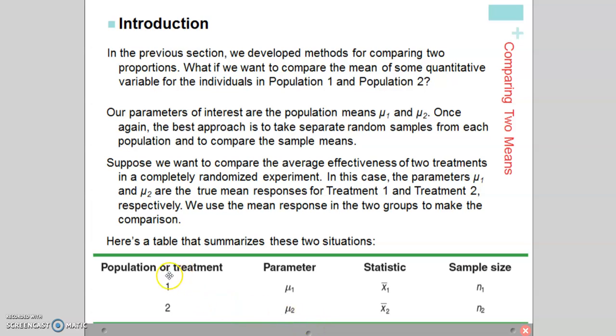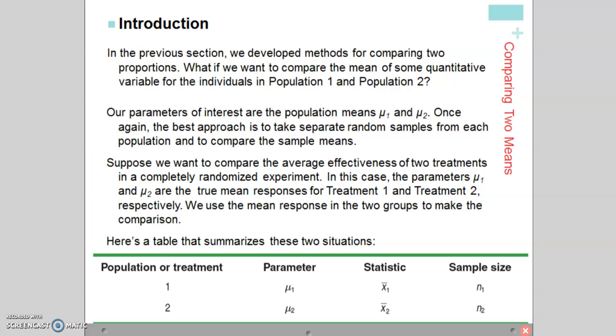So basically, here's the idea. We've got either two populations or two treatments. There's some parameter. We're trying to study the relationship between these two parameters. And to do that, we study these two statistics. And we might have different sample sizes there.